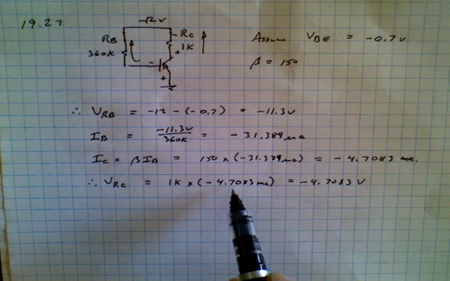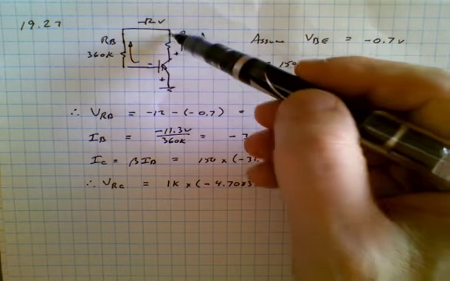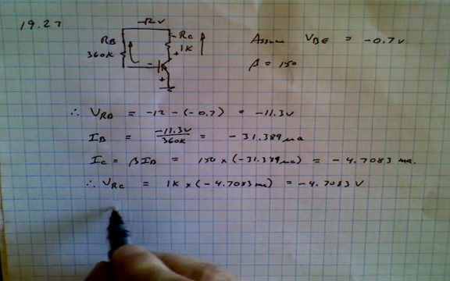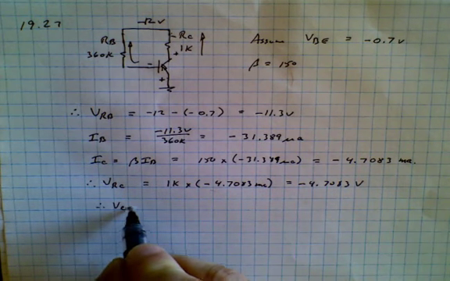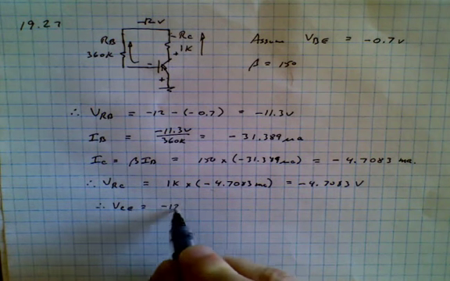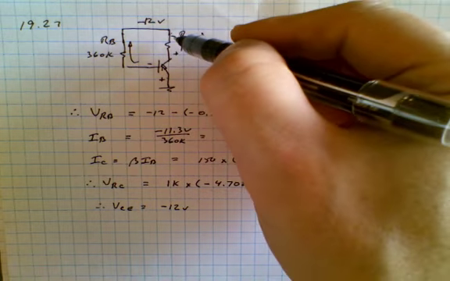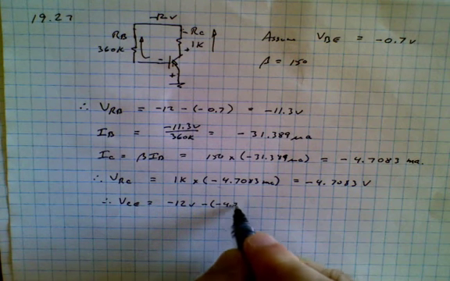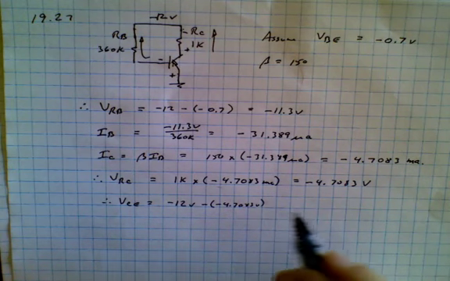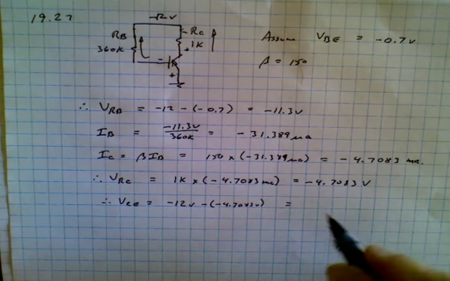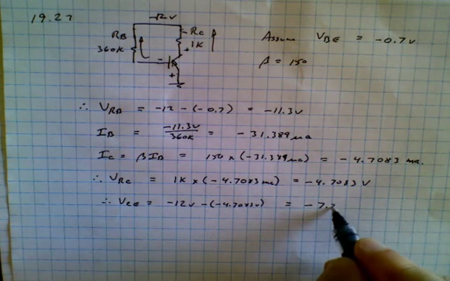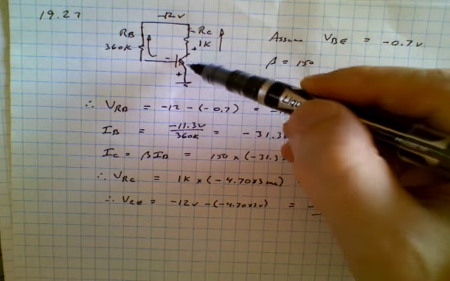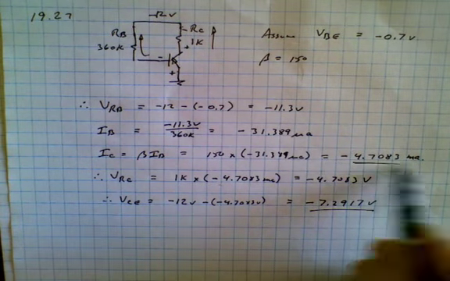Now that we know the voltage across this resistor, we can now determine the voltage across the transistor. So we can say, therefore, voltage from collector to emitter is equal to the minus 12 volts we have up here, then minus 4.7083 volts, is equal to minus 7.2917 volts. So there's the voltage from collector to emitter, and here is the collector current.